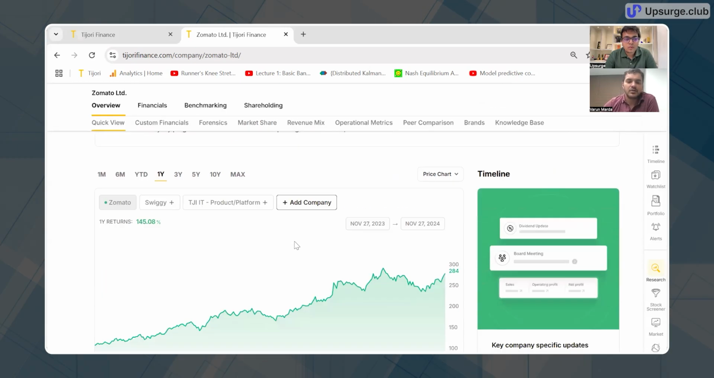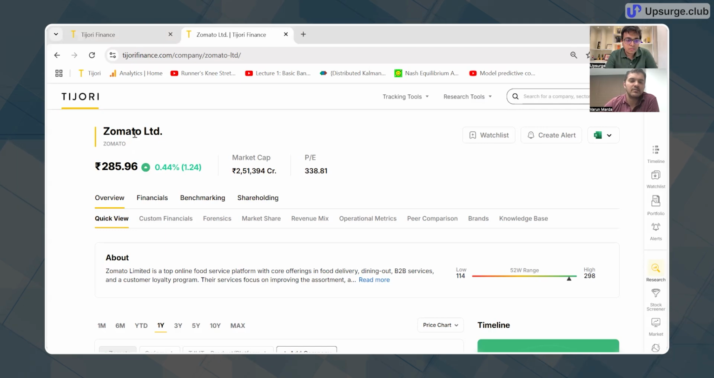So yeah, I forgot to check. You can see my screen, right, on Zomato? Yes. Okay, so let me give you an example of what that means.